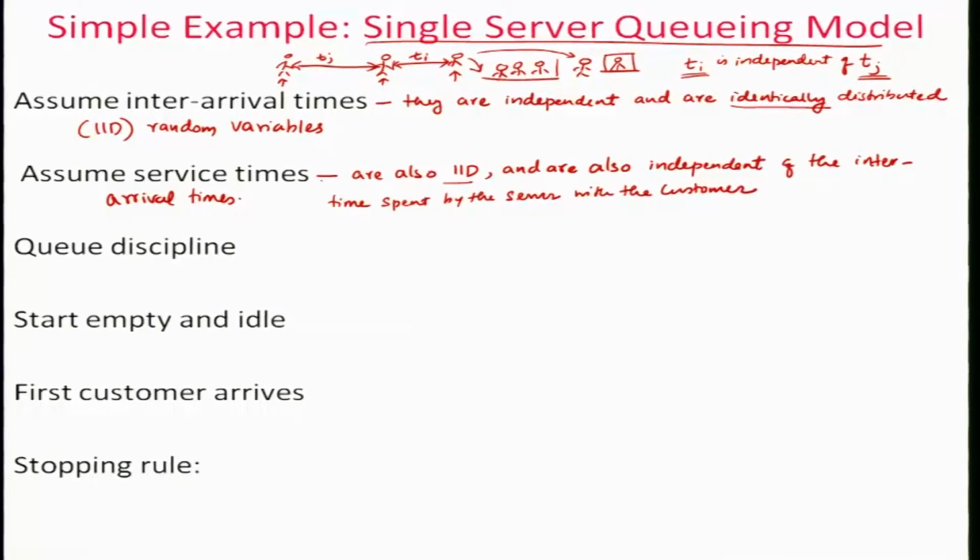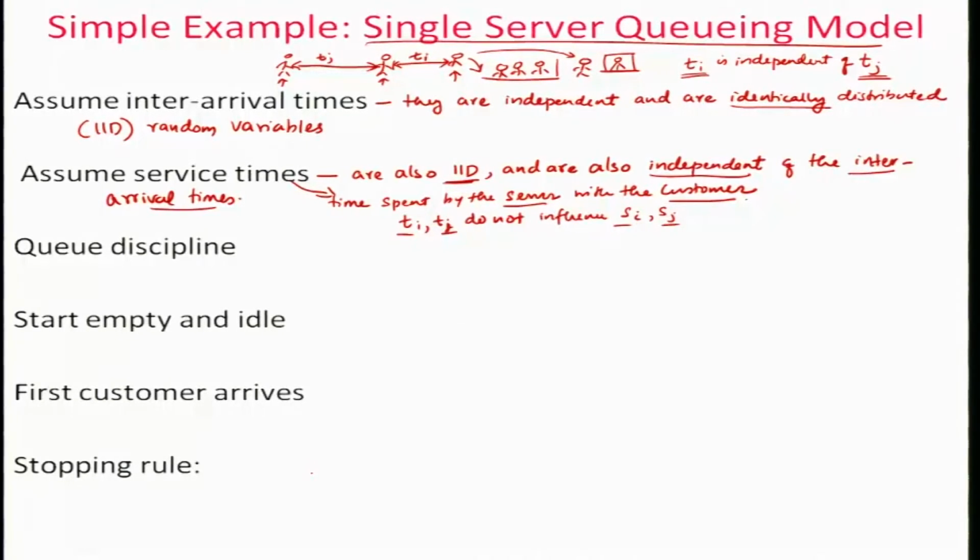So, this is what we call a service time, the time spent by the server with the customer. They are also IID, independent and identically distributed, but they are also independent of the inter-arrival times. So these T's do not have any influence on the S. Ti and Tj do not influence Si and Sj. Let us say Si and Sj are the service times, and Ti and Tj are the inter-arrival times.